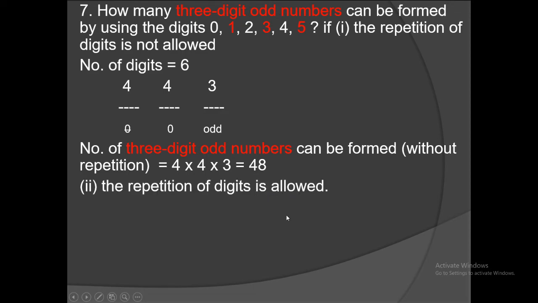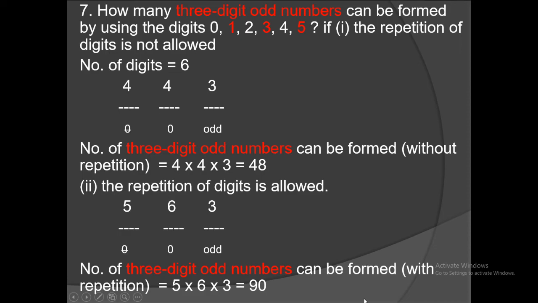Now, repetition of digits is allowed, the same concept. Again the last place is odd, so it can be filled in 3 ways. The first place can be filled in 5 ways, the reason being leaving 0 from 0, 1, 2, 3, 4, 5. Second place, all the numbers can be filled, so it is 6. So 5 into 6 into 3 is 90. The number of 3-digit odd numbers that can be formed with repetition is 90.